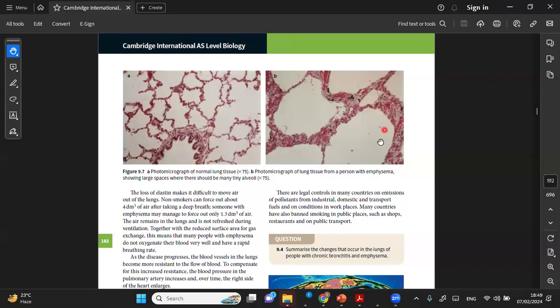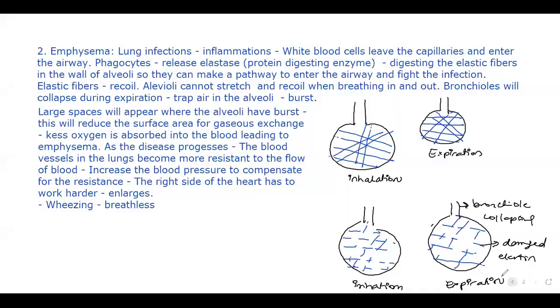In emphysema, the bursting of alveoli leads to large air spaces that reduce the site of gaseous exchange, leading to difficulty breathing. Not because there's anything preventing them from breathing, but because there is less surface area, so less exchange and diffusion of oxygen, leading to low oxygen in the blood. So the person ends up feeling breathless, right? Now, this is what emphysema is.